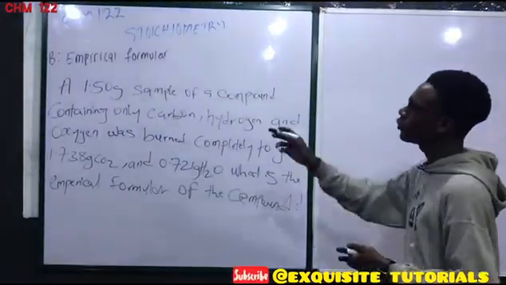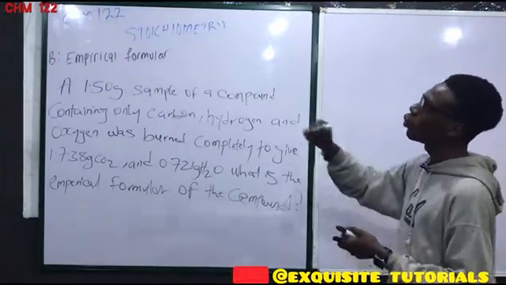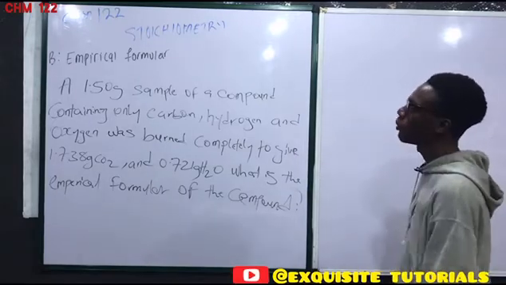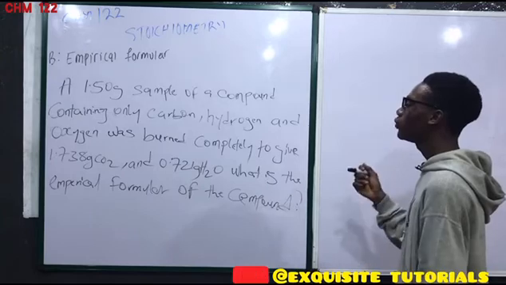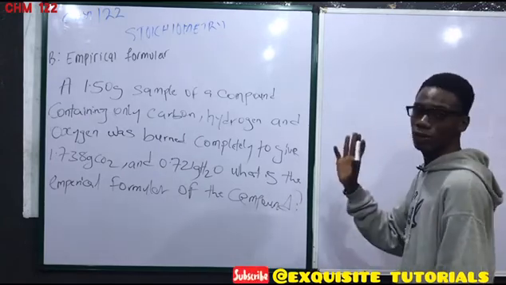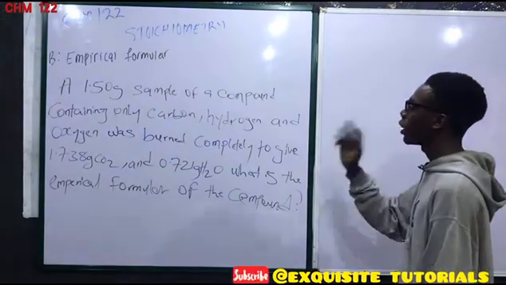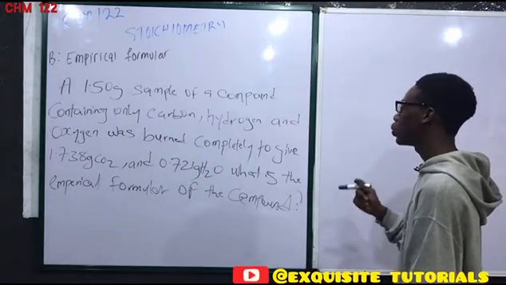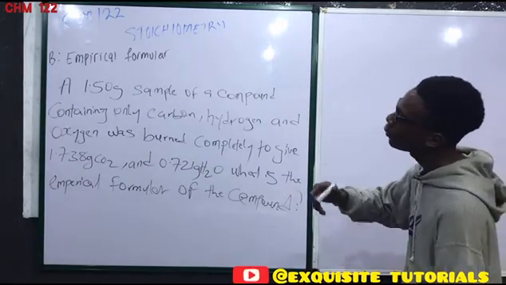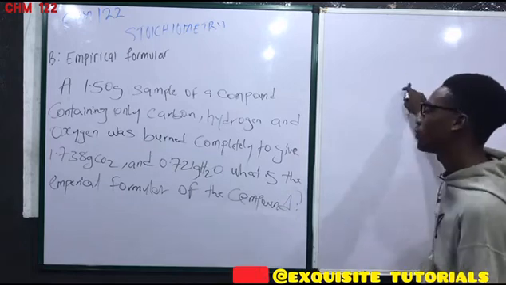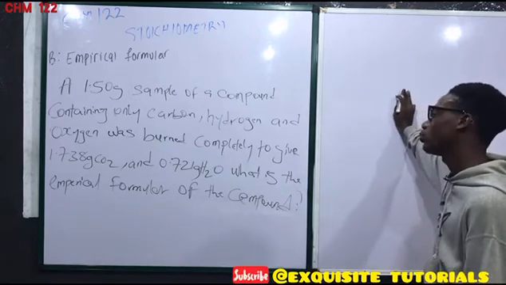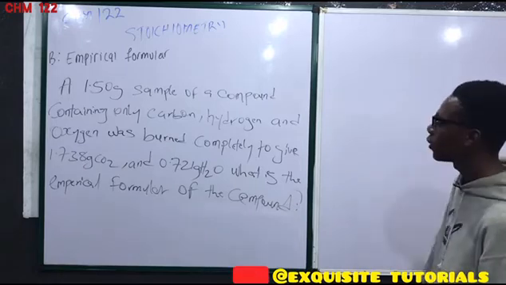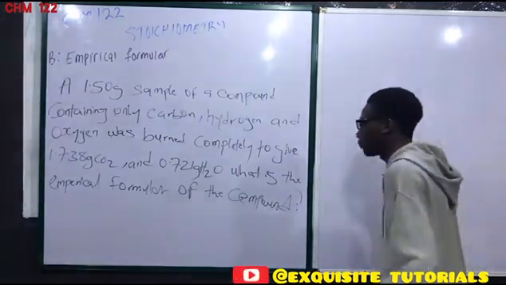Now, we're having a question here which is a 1.05 gram sample of a compound containing only 3 elements, which is carbon, hydrogen, and oxygen, was burned completely to give 1.738 gram of CO2 and 0.721 gram of H2O. What is the empirical formula of the compound?